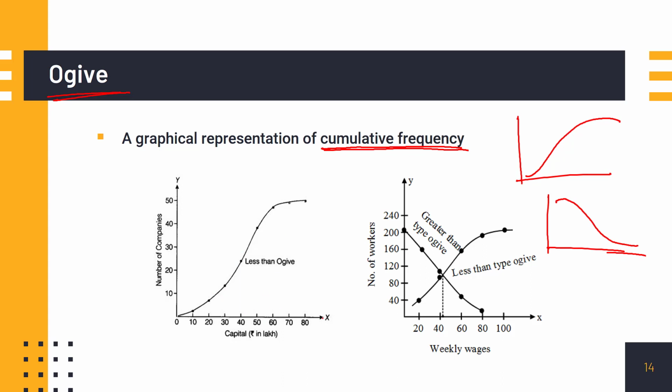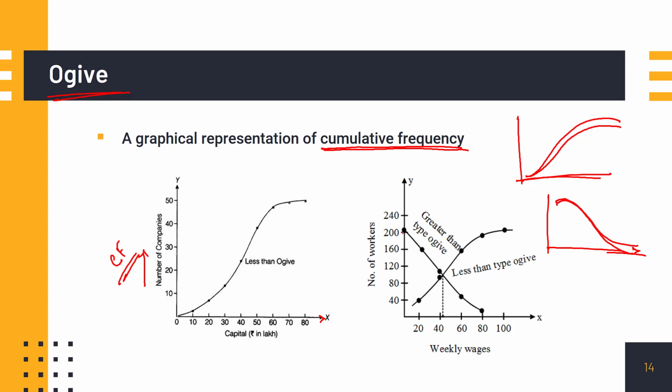Along the x-axis we have the different values and along the y-axis we plot the cumulative frequencies. Now we know that less than cumulative frequencies are always increasing and greater than cumulative frequencies are always decreasing. That's why the graph is always either upward or downward. So these are called ogives.